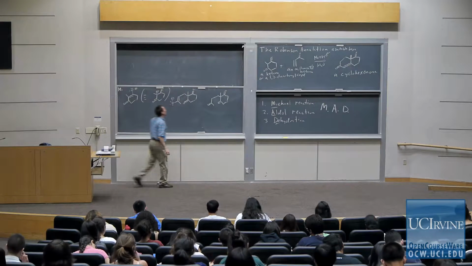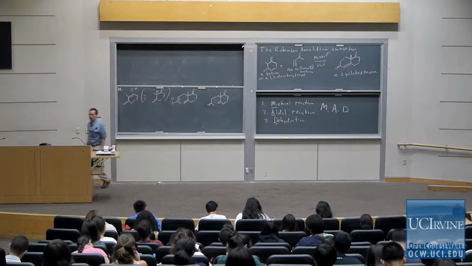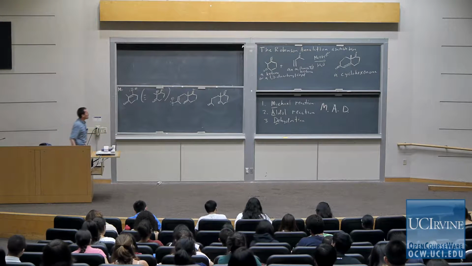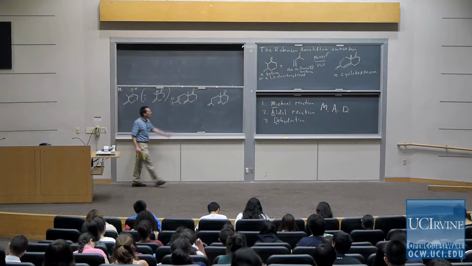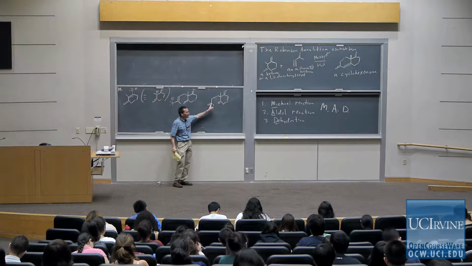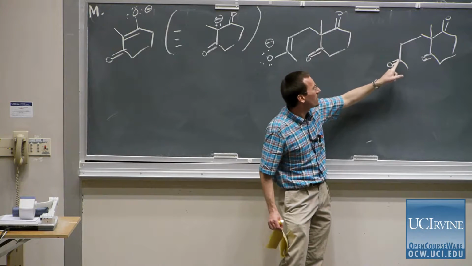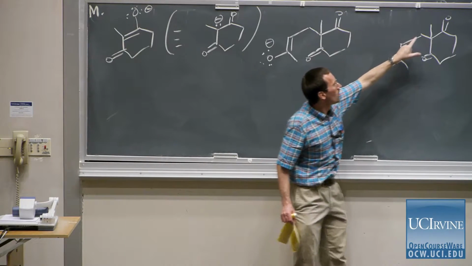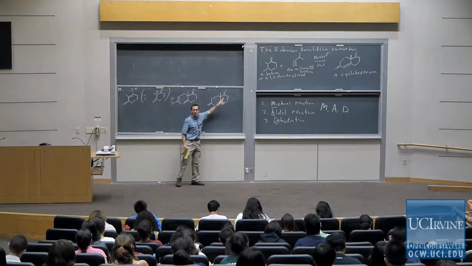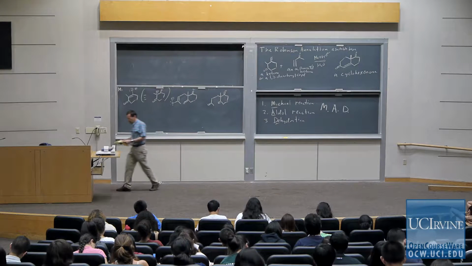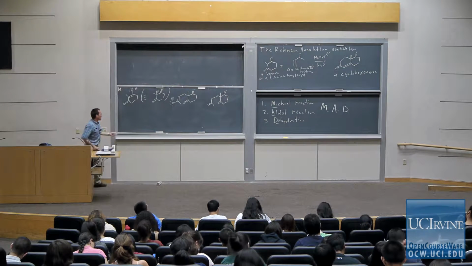where now you've formed a product. That's a 1,5-dicarbonyl. And remember, we've learned that you can recognize a Michael addition product because there's a 1,5 relationship: 1, 2, 3, 4, 5. It's a 1,5-dicarbonyl compound. All right, that's our Michael step.